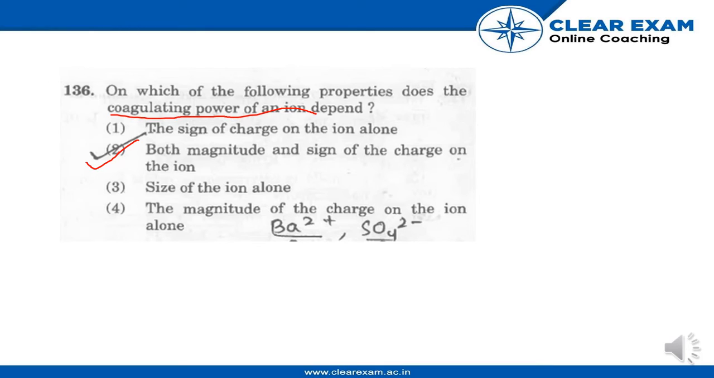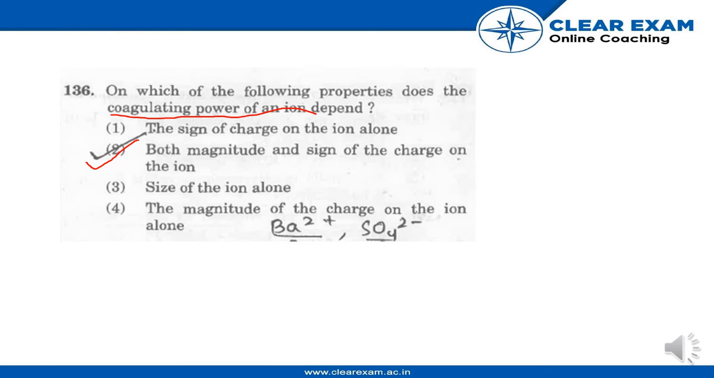The coagulating power of an electrolyte increases very rapidly with an increase in the valence of anion or cation. So this is the concept of the coagulating power. Hence, the coagulating power of an ion depends on both magnitude and sign of the charge on the ion.